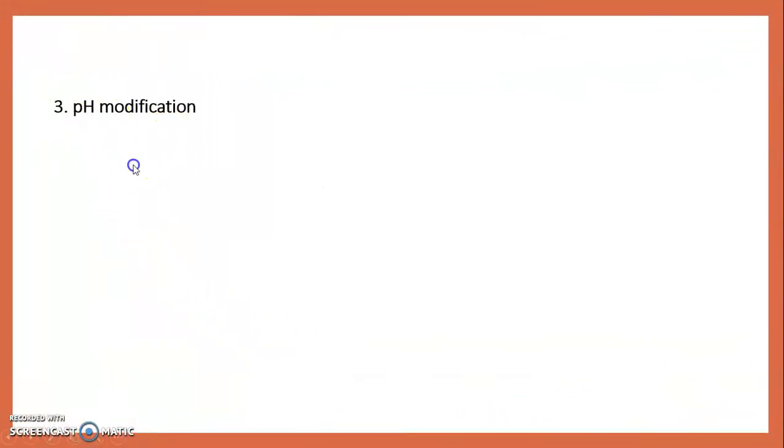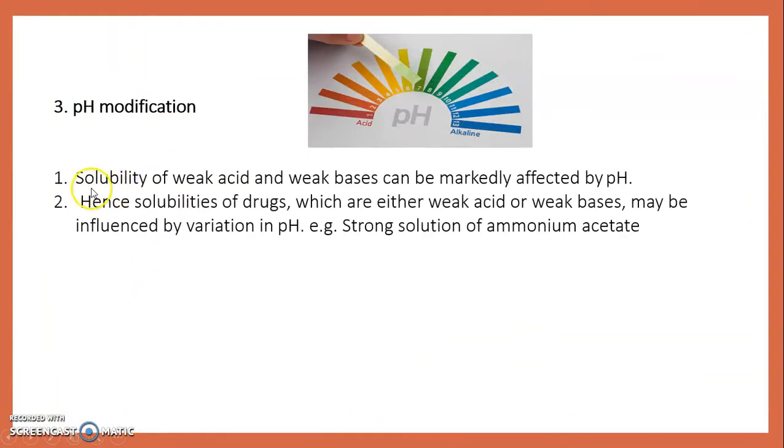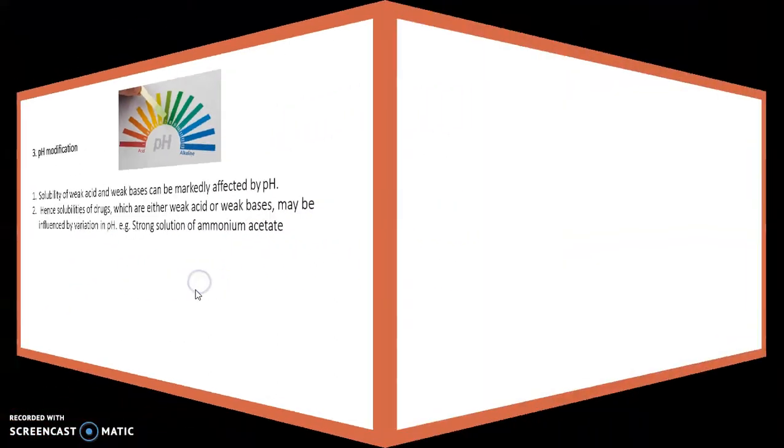The next method is the pH modification method. In this method, the solubility of weak acids and weak bases can be markedly affected by the pH. Hence, the solubility of drugs which are either weak acids or weak bases may be influenced by variation in the pH. An example of it is a strong solution of ammonium acetate.